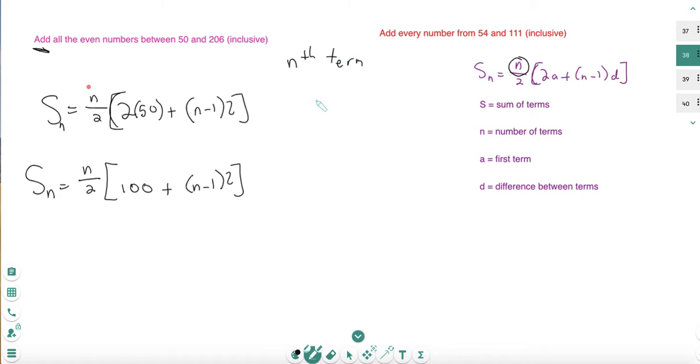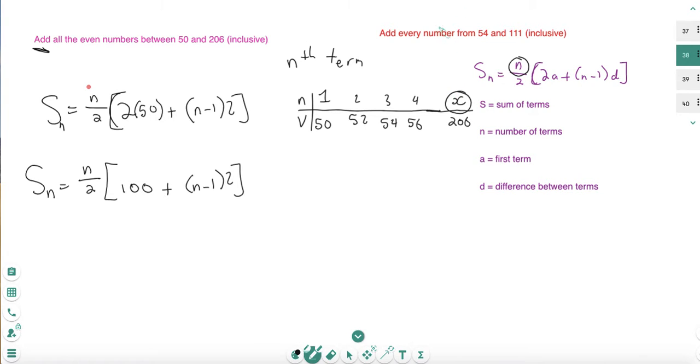So our sequence is, let's draw a little table out, n and the value. The first term is 50, the second term is 52, the third term is 54, the fourth term is 56. And if we're able to find out which term is 206, that will tell us how many terms there are, okay? Because 206 is the last term. If 206 is the 17th term, we know there are 17 terms in the sequence.